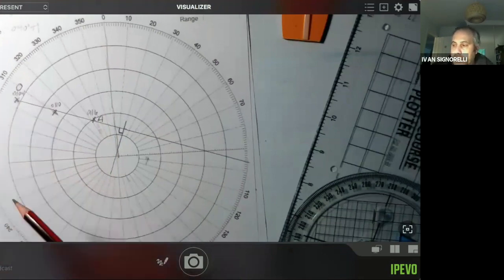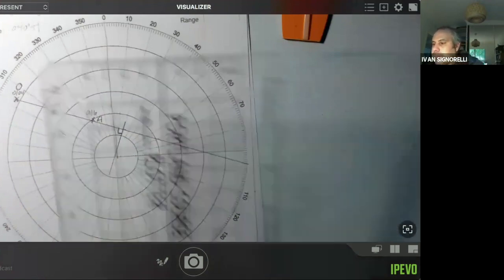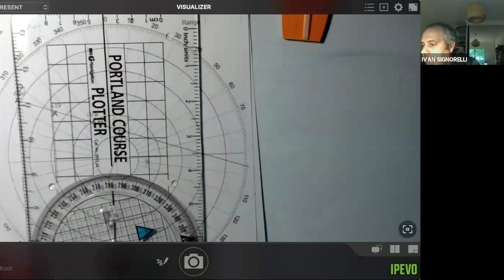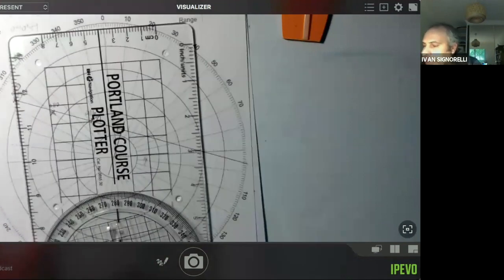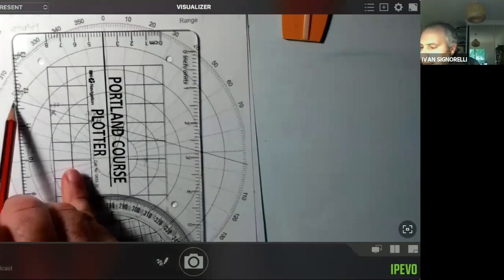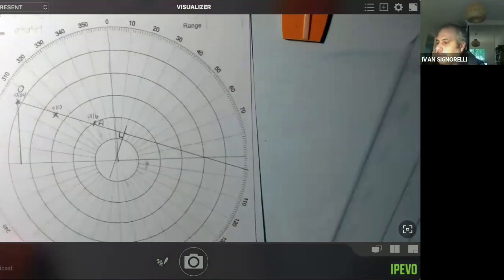Cool. So we're going to take our ruler and draw a line that's reciprocal to our course. Don't worry about the distance yet. I'm going to show what we're going to do about the distance. I'm just going to draw it all the way down to this line here, like that.